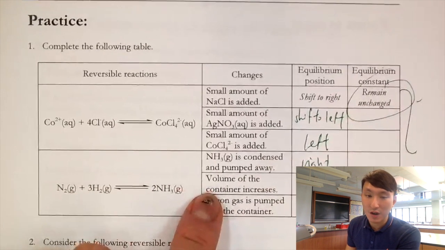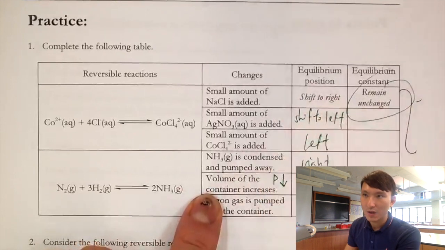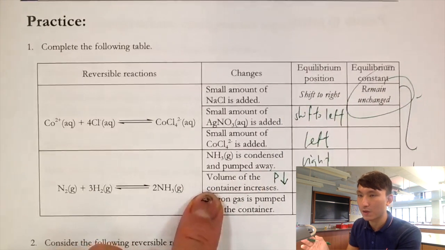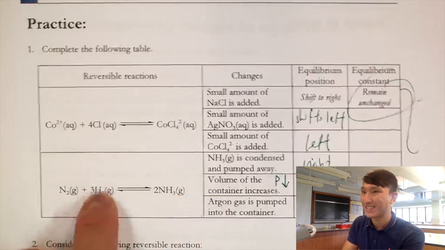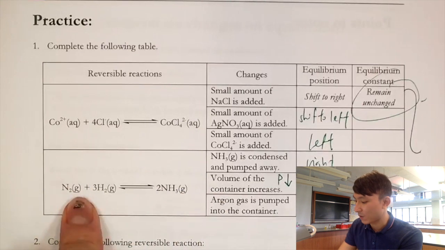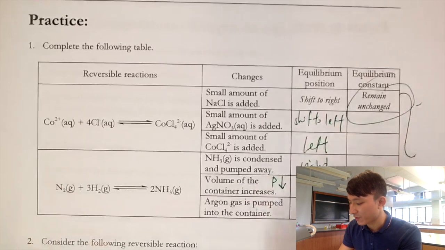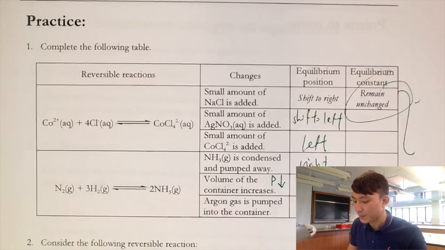If you increase the volume, that means pressure decreases, right? With lower pressure, Le Chatelier's principle wants the pressure to increase, right? So you want to shift the equilibrium to the side with more gaseous molecules, in this case the left-hand side. So it will shift to the left, okay? Now, argon gas has no effect, like I said, because argon is not part of the system, and it does not affect the concentration of any of the species within the system.